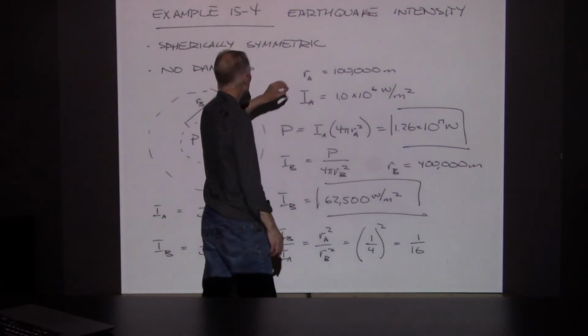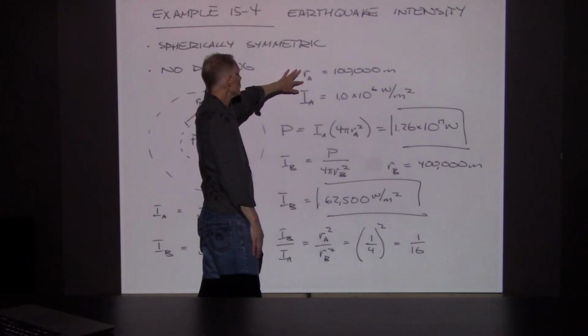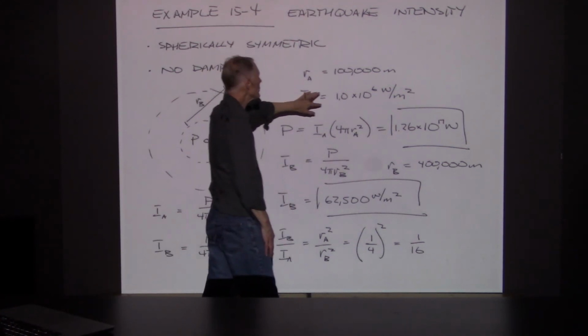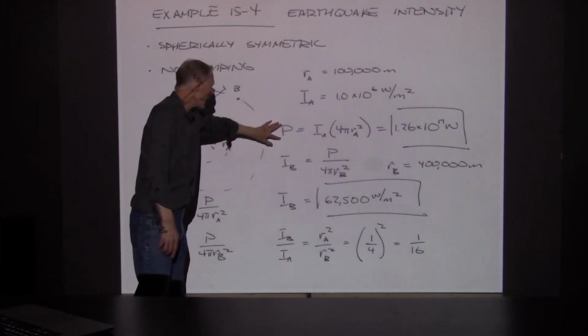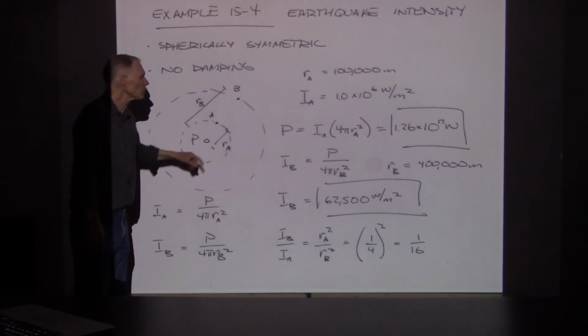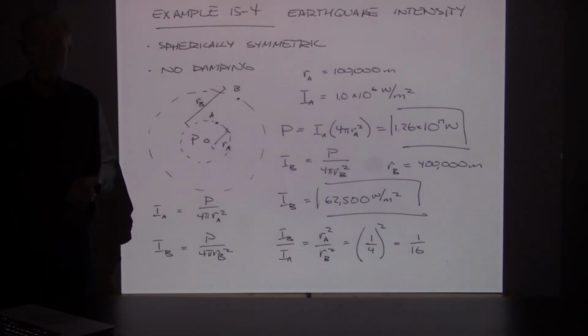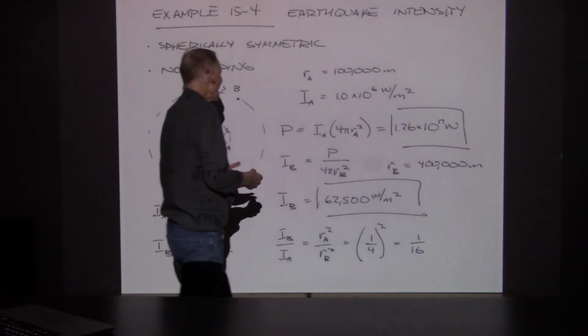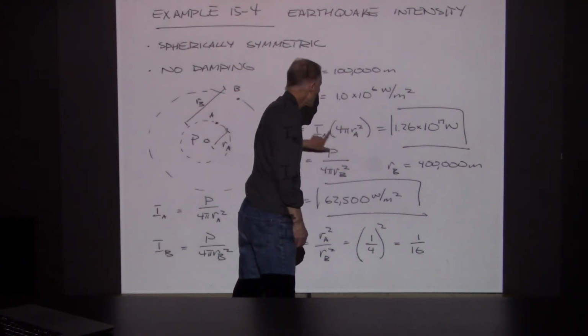So we'll say the distance here is 100,000 meters. That's 100 kilometers. And the intensity measured was 1,000,000 watts per square meter. Now, we can work backwards to calculate the total amount of power of the earthquake event during the time of the earthquake. Now, I don't know how long it lasted, but if we put the I_A in here, we're using 4 pi r squared.